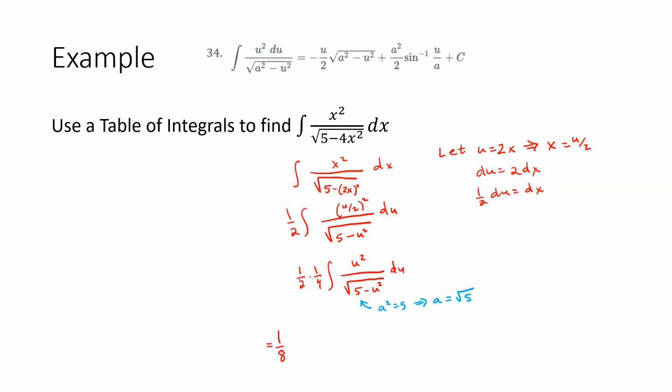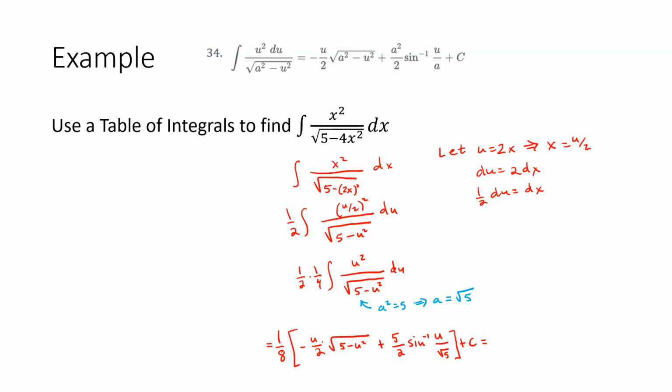So we'll have 1 over 2 times 1 over 4 is 1 over 8. And let's see, we'll have negative u over 2 times the square root of a squared minus u squared, again that was 5 minus u squared, plus a squared over 2 would be 5 over 2, sine inverse of u over a, so that's u over the square root of 5. And then one more step to go back to u equals 2x to bring it back to x.